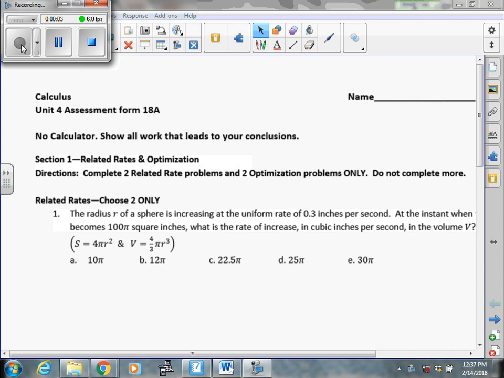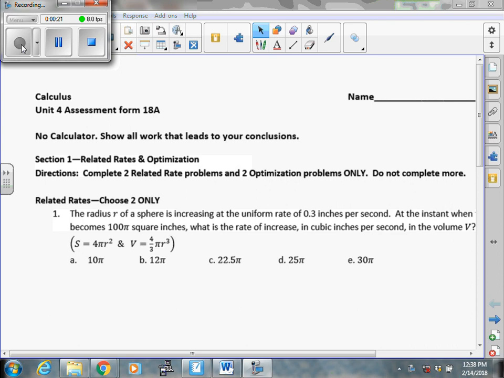Okay, this first part, I'm going to go through the Unit 4 assessment, and it's Form 18A. It was the white copies. I'm going to go through this, but the first time I'm going to go through this is simply writing down the flashcard or the process I need to solve each problem.